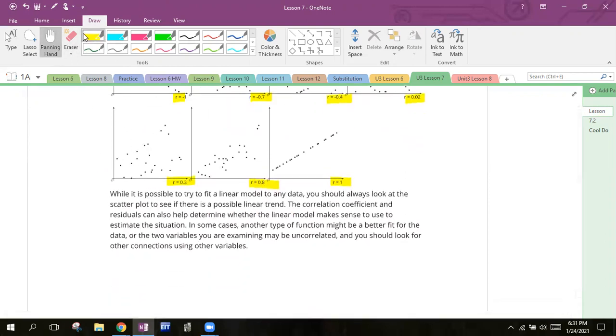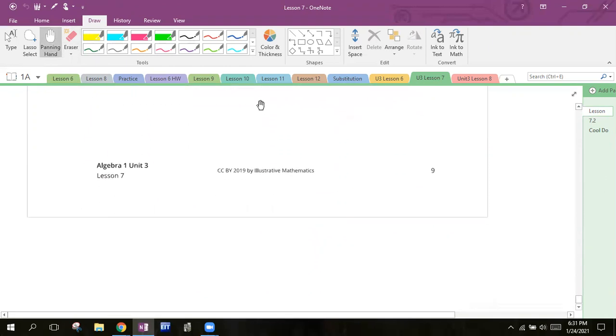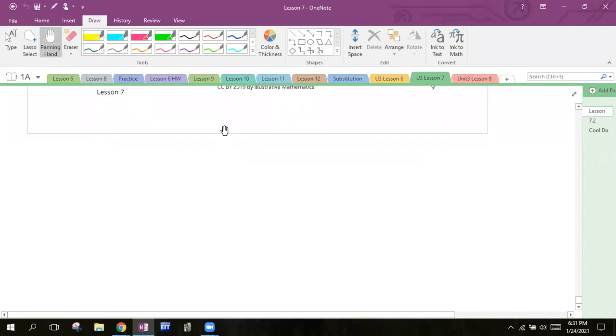It says, while it is possible to try to fit a linear model to any data, you should always look at the scatter plot to see if there's a possible linear trend. The correlation coefficient and residuals can also help determine whether the linear model makes sense to use to estimate the situation. In some cases, another type of function might be a better fit for the data, or the two variables you're examining may be uncorrelated. You should look for other connections using other variables. All right, so that is it for lesson 7.